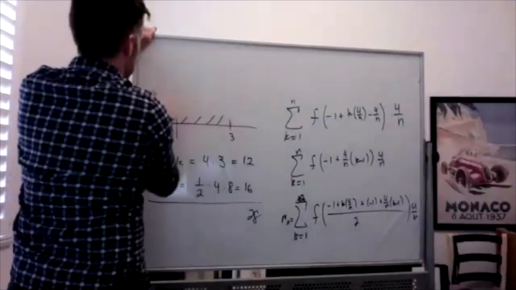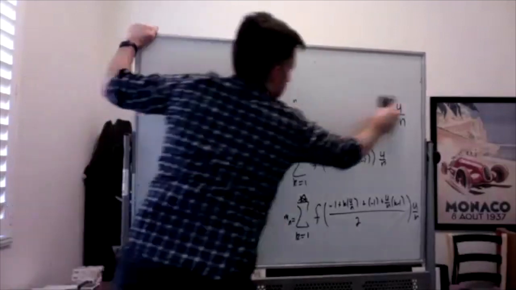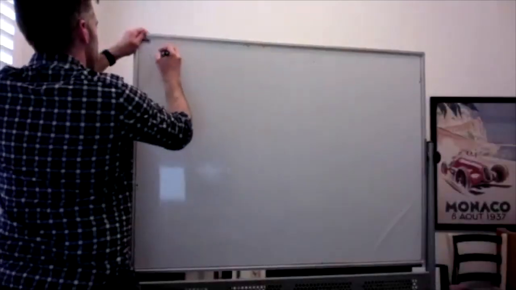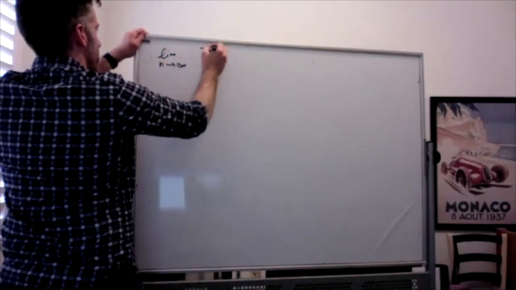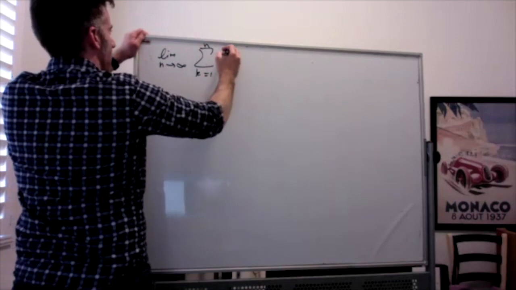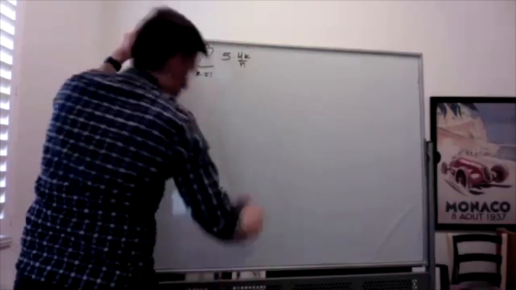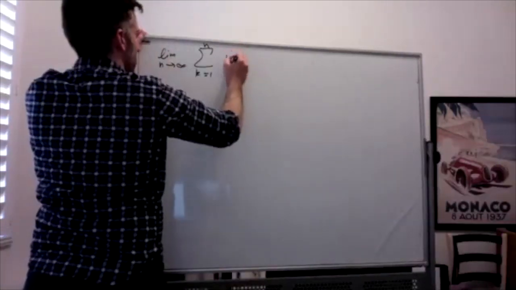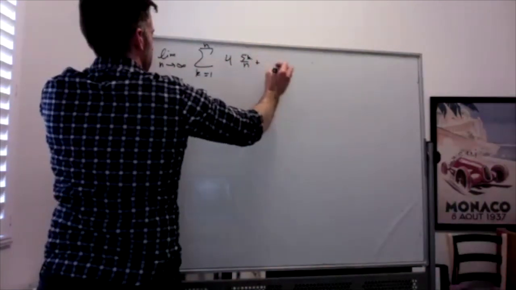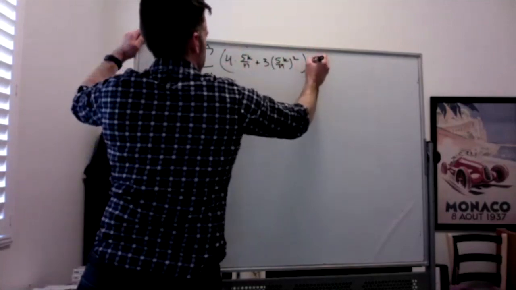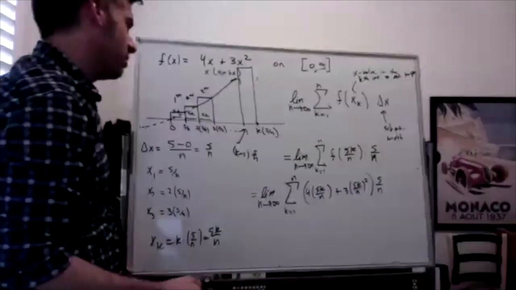So let me write that on the other side. Let's see, we've got the limit as n goes to infinity of the sum from k equals 1 to n of 4 times 5k over n, sorry, plus 3 times 5k over n squared, times 5 over n. Great, let's take a look. That's right. Okay, let's simplify.